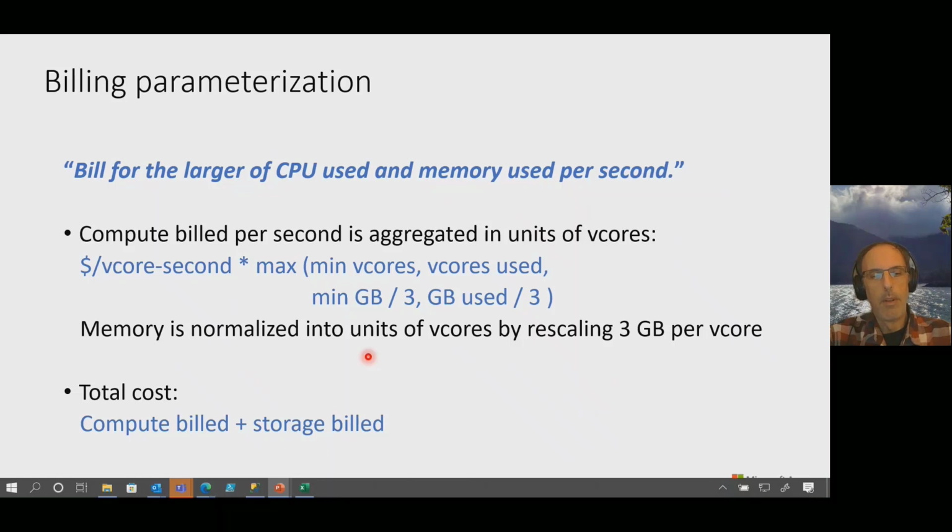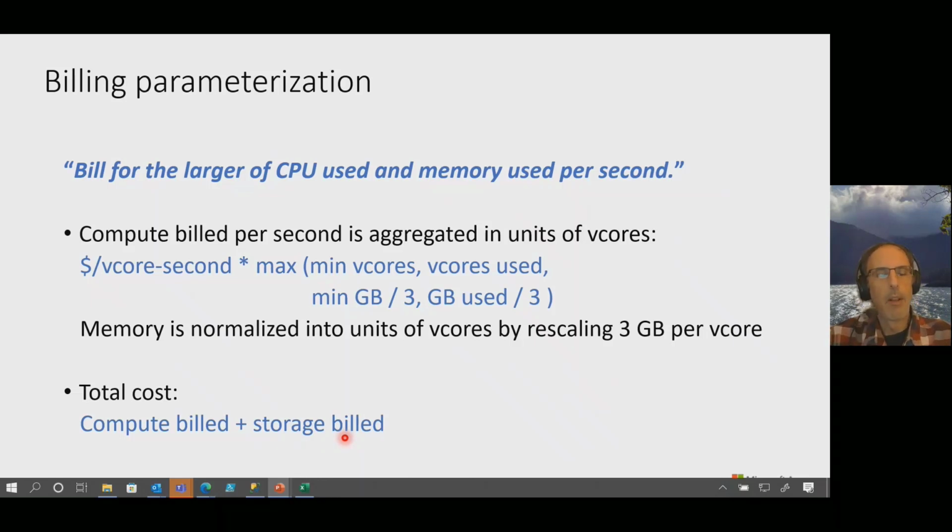And so calculating the compute bill over any given interval of time just amounts to determining the number of vcores used each second, adding that up to come up with the total number of vcore seconds for that time interval, and then multiplying that quantity by the cost per vcore to come up with the amount of compute that's actually billed, to which the cost for storage is added, and together those combine to determine the total cost for the database.